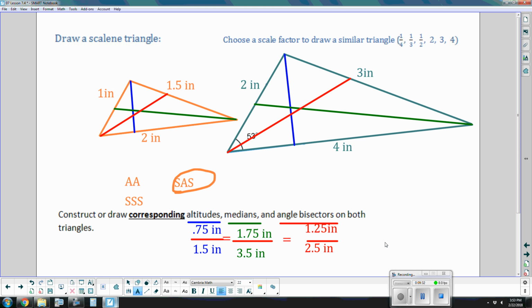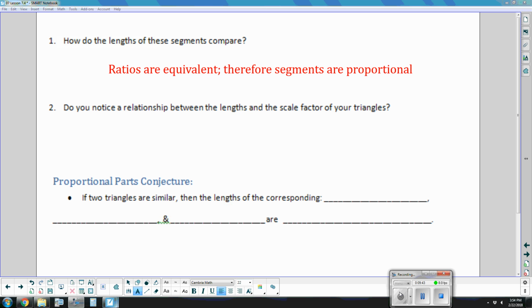So that means that all of these corresponding altitudes, all the corresponding medians, and all the corresponding angle bisectors are all proportional. So again, all of our ratios are equivalent, therefore all of our segments are proportional.